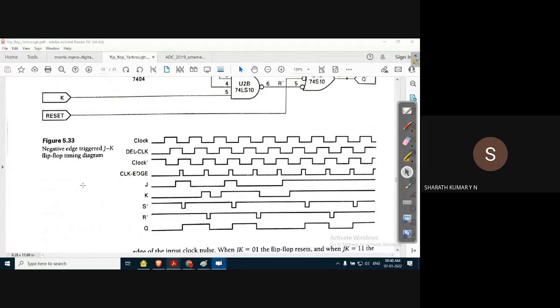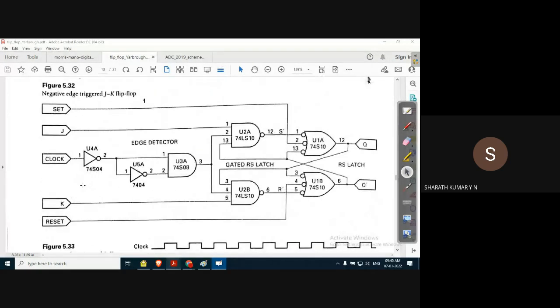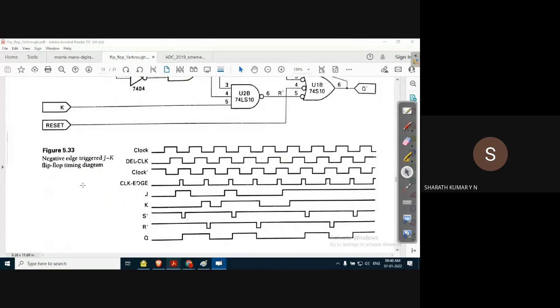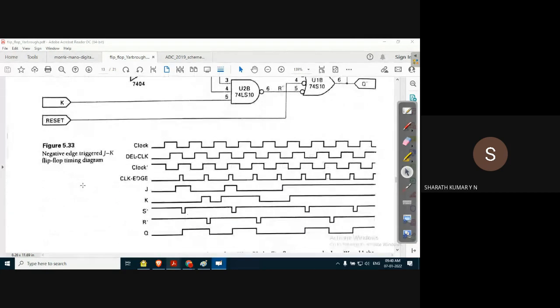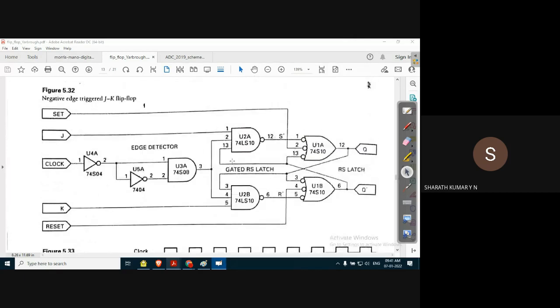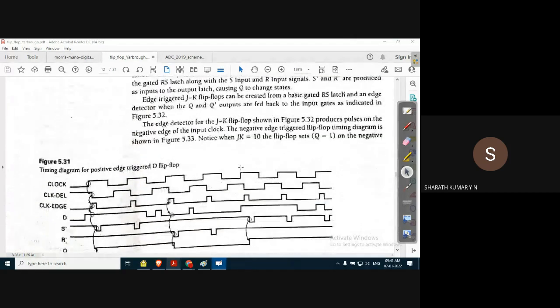In case the clock edge is 1, the clock edge is this one. When this is 1, output depends on J and K. Output depends on J and K. If J is 0, 1, 0, okay, let's observe this. Let us discuss positive edge quickly, just to understand how the circuit is.